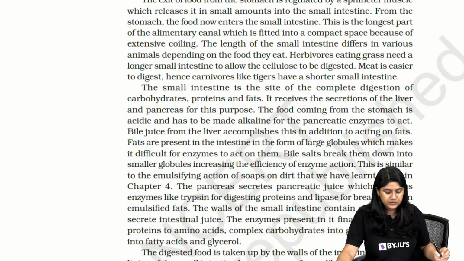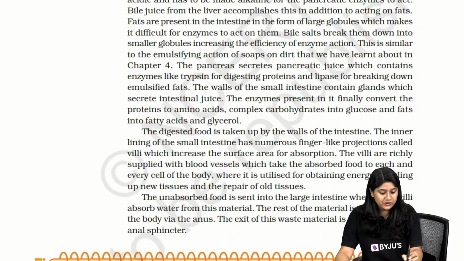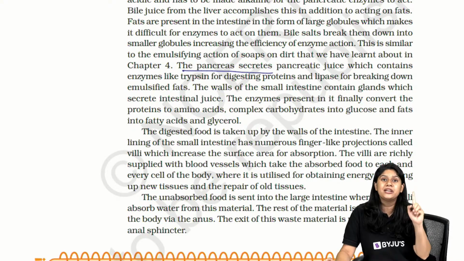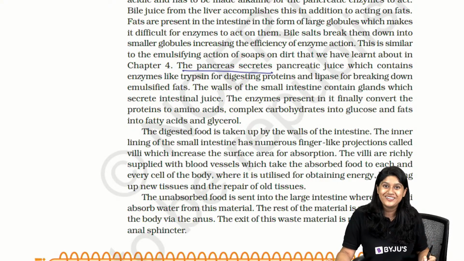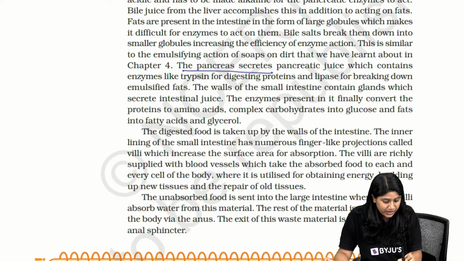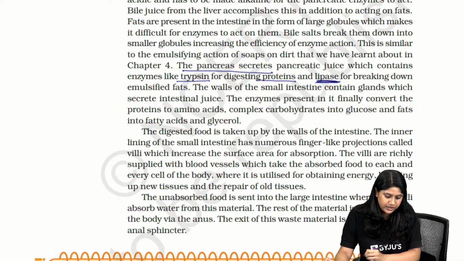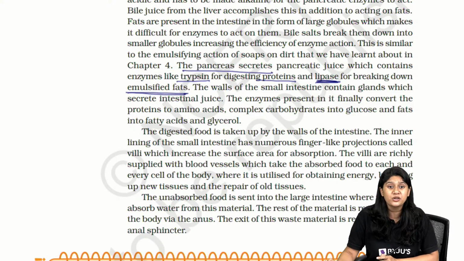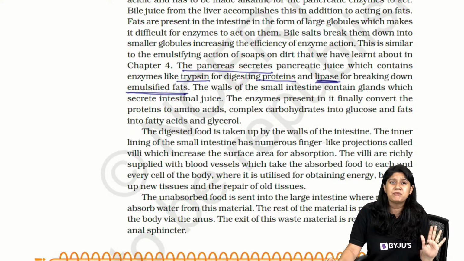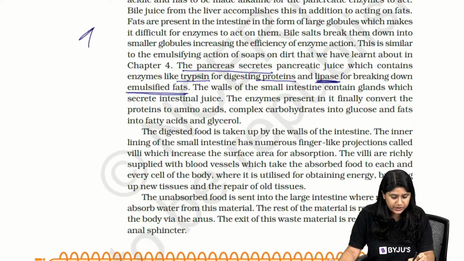Then of course, they have mentioned the enzymes, everyone. How many of you remember the enzymes of the pancreas? In pancreatic juice we have the trypsin enzyme. They have mentioned the lipase enzyme, right? They have mentioned each and everything. And I am telling you, everyone, nothing will come beyond NCERT. So please read the NCERT.